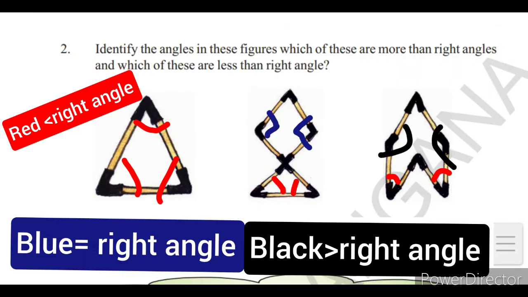Next, identify the angles in these figures. Which of these are more than right angles and which of these are less than right angle. Okay, observe the pictures. Already have done this for you. Observe the pictures and mark all the angles. Okay, right angle, less than right angle, greater than right angle. And colors also I have chosen the same colors as in the previous section.